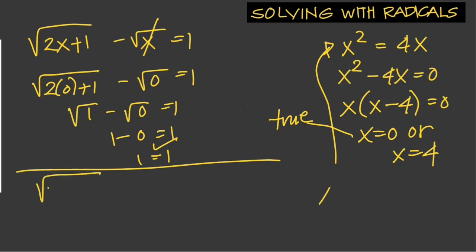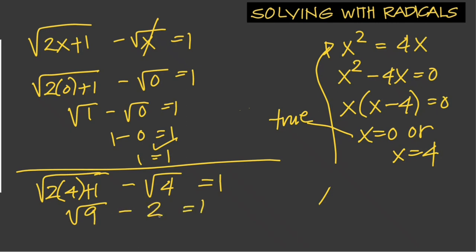So that would be square root of 2 times 4 plus 1 minus square root of 4 equals 1. So that is 2 times 4, 8, plus 1, that is square root of 9, minus square root of 4 is just 2, equals 1. So 3 minus 2 equals 1. So 1 equals 1. That means x equals 4 is also a true solution to the problem.